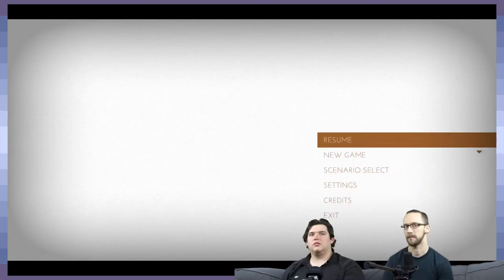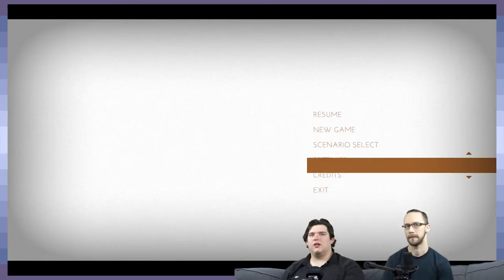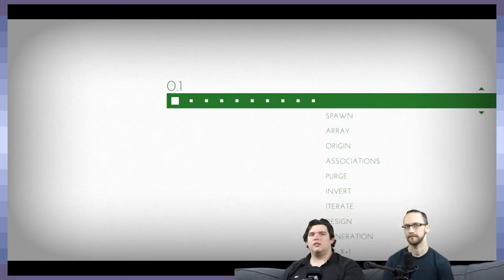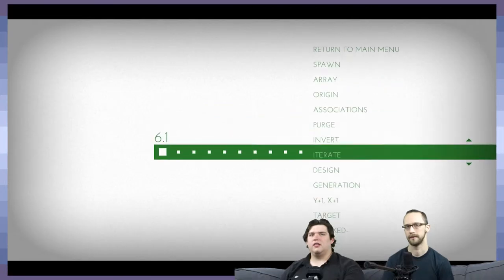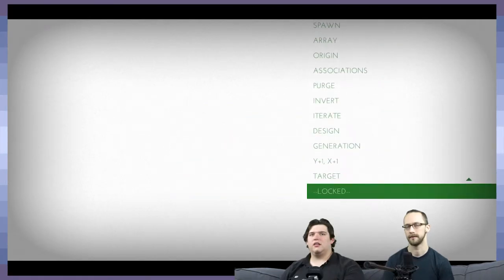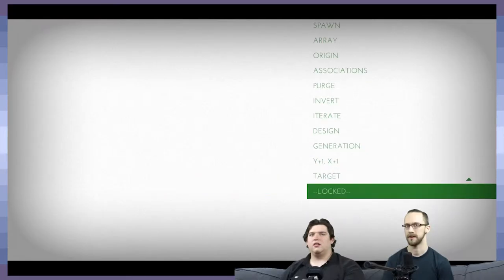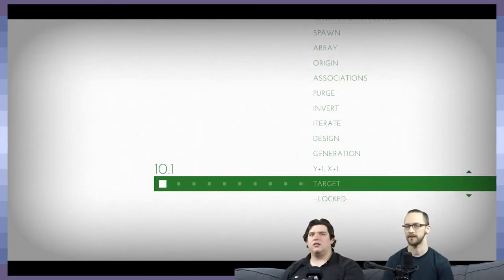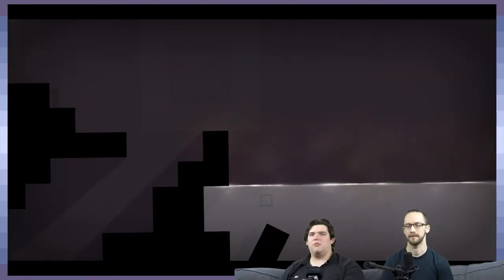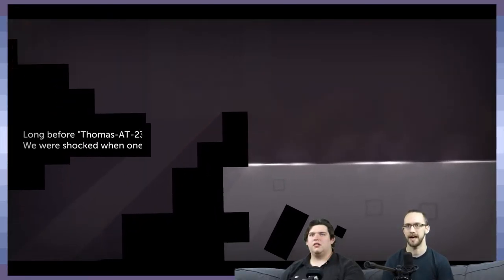Okay, so I think we just go back. Yeah, go to scenario select though. Oh yeah, and this is locked. So there's target, we just did 9, so now we'll go through 10. This is super weird. This is what we were talking about that's unlocked.